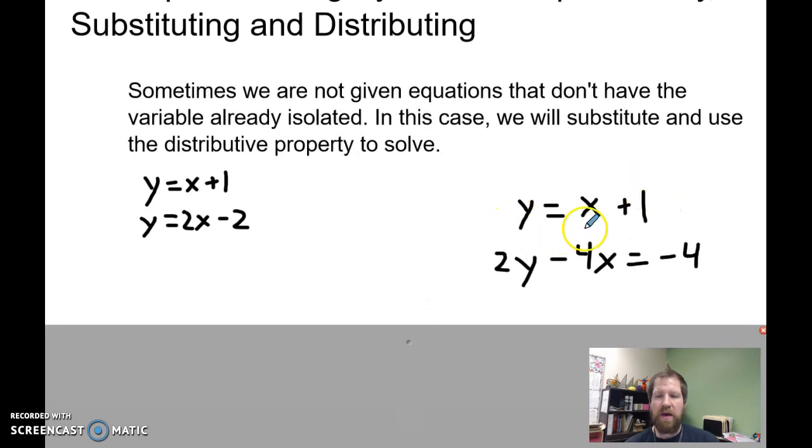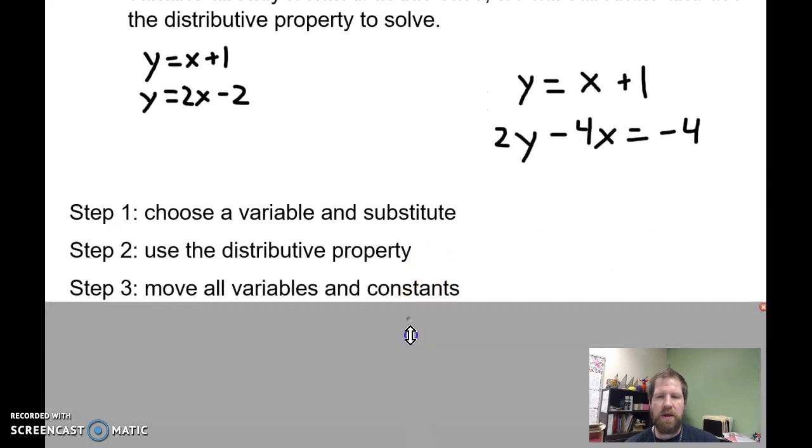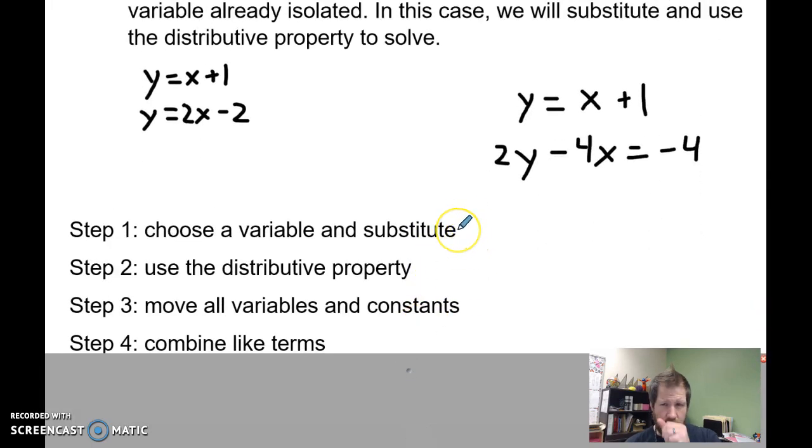Sometimes we'll have one equation where a variable is already isolated, and then we have to substitute that into another equation where that variable is not isolated. It's got something multiplying it, or a negative or a subtraction, so it's not alone on one side of the equal sign. In this case, we're still going to substitute, but now we're going to use the distributive property to solve our equation.